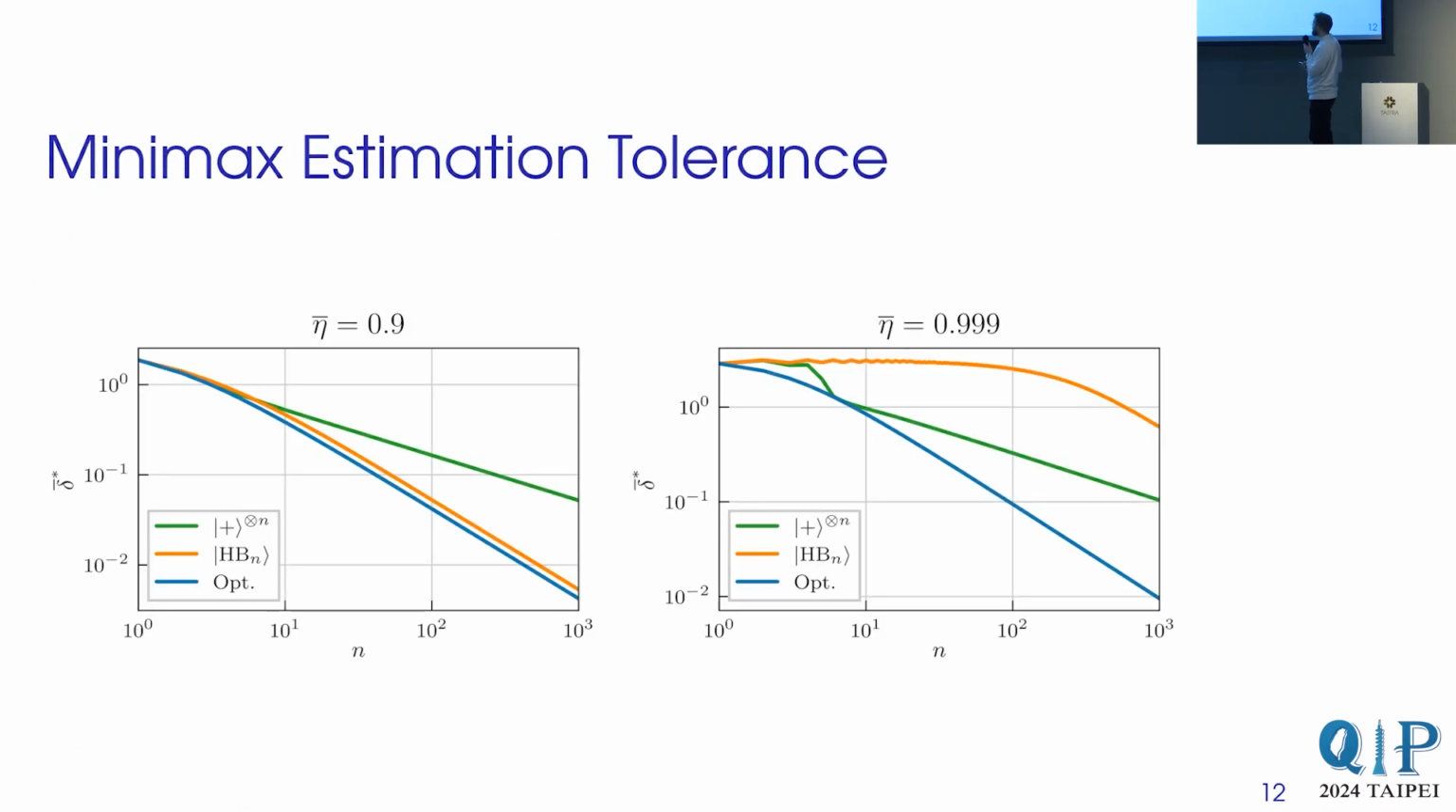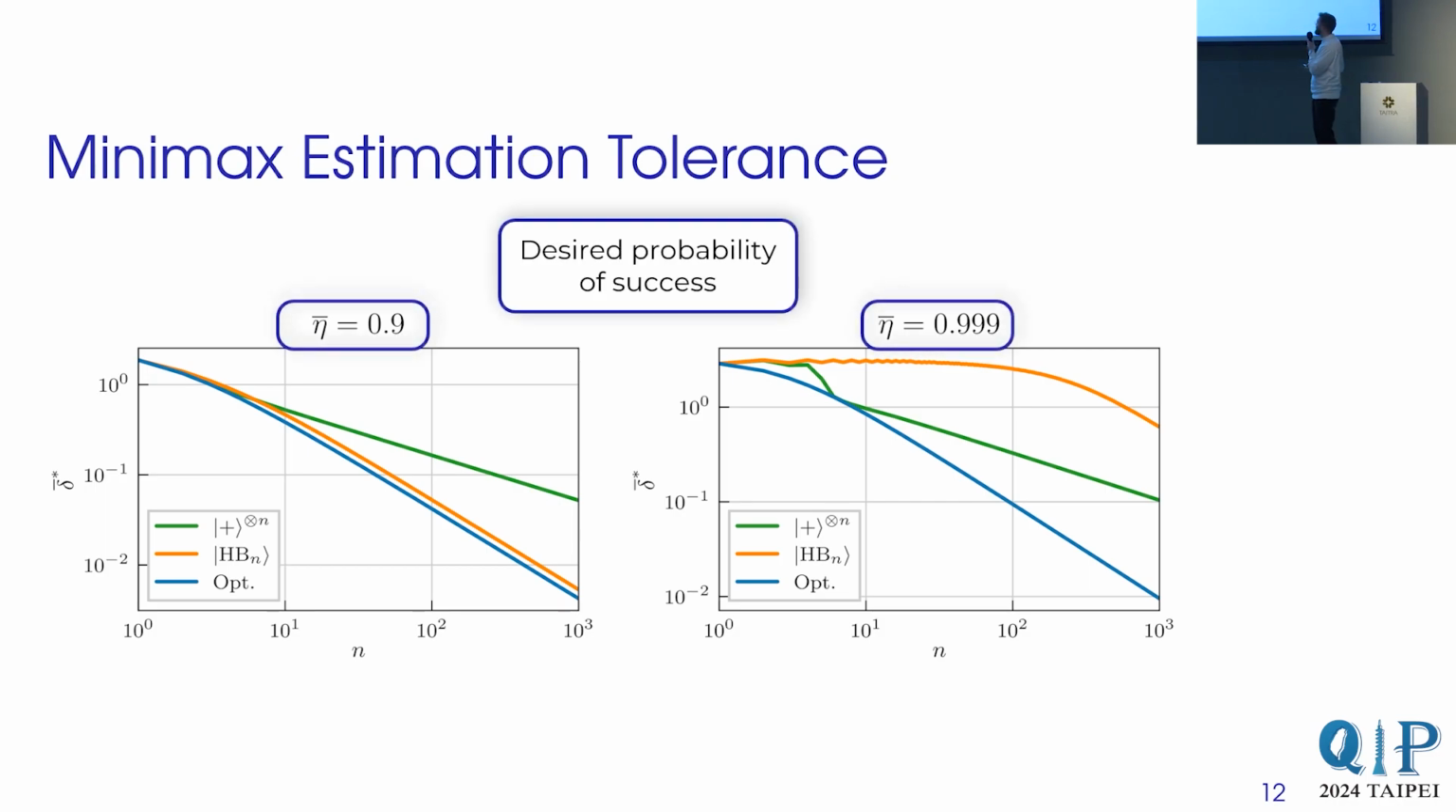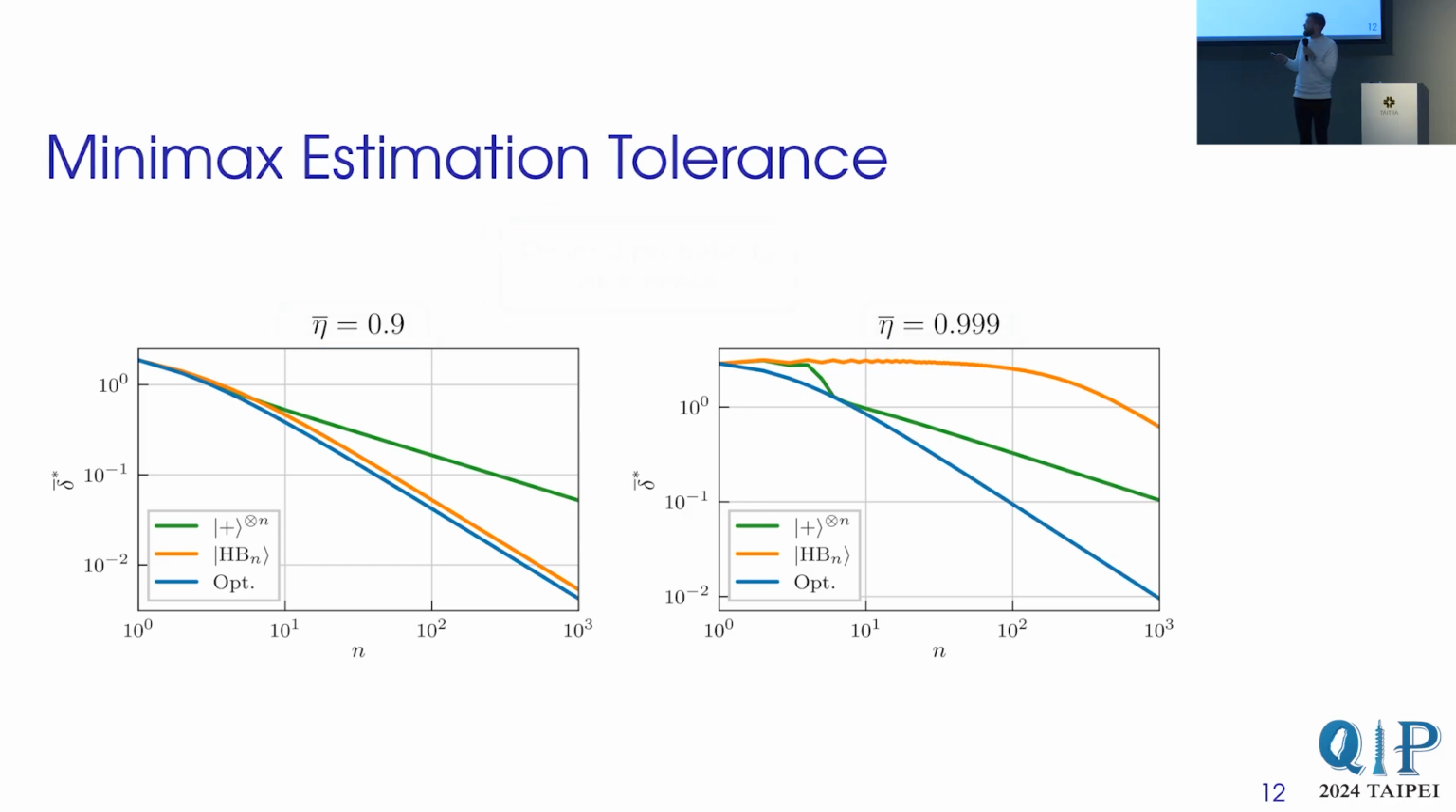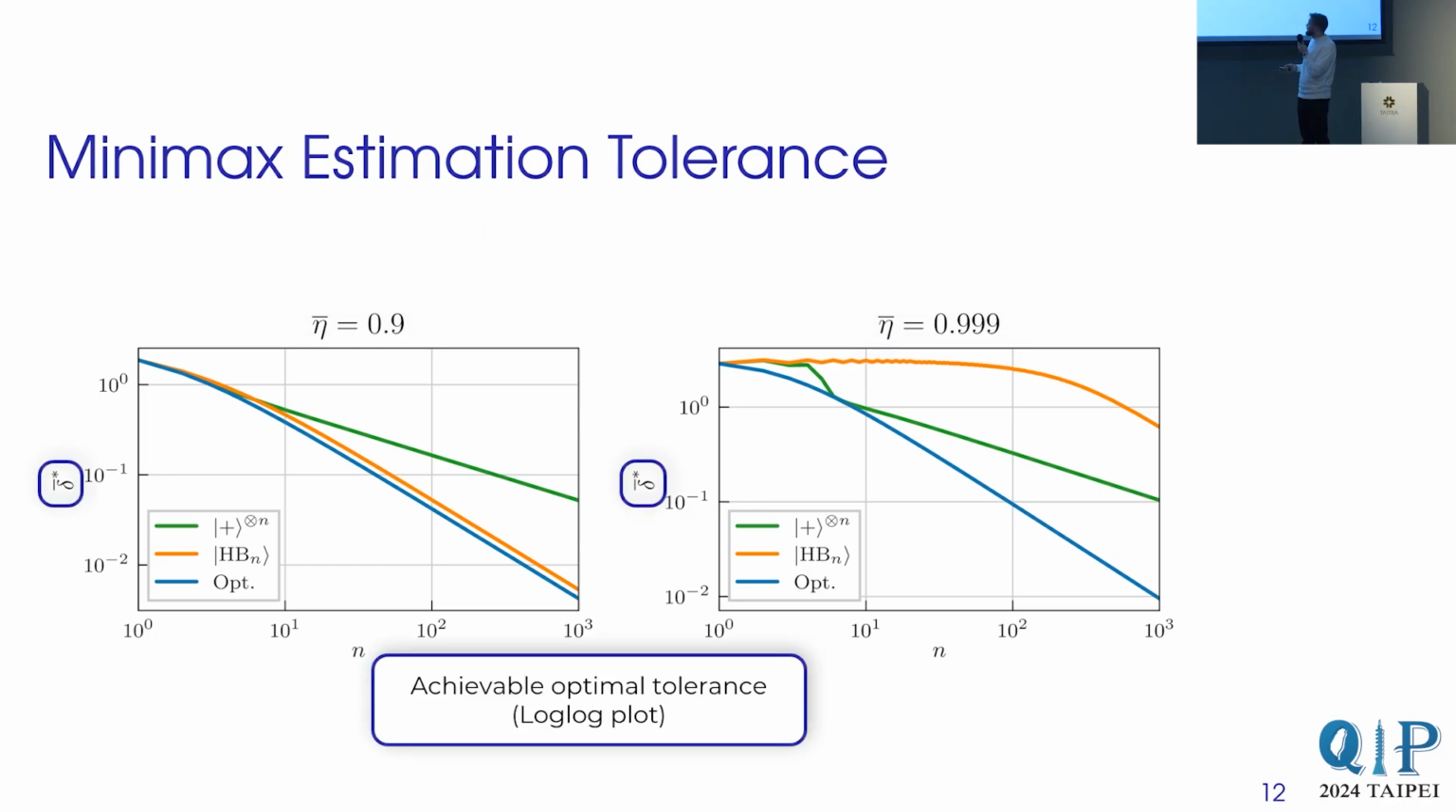And this now gives us 2 plots. I know people love plots. Okay, so basically what do we have here? On top we see what the desired probability of success is. On the left 90%, on the right 99.9%. And basically the right one is much harder, so we want to be much more sure about our estimate. And on the y-axis we have this achievable minimax tolerance, and it's a log-log plot. So straight lines are power laws.